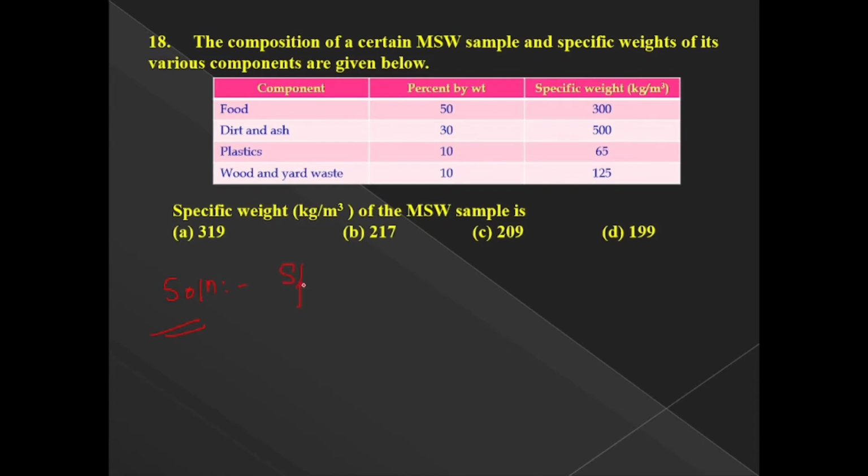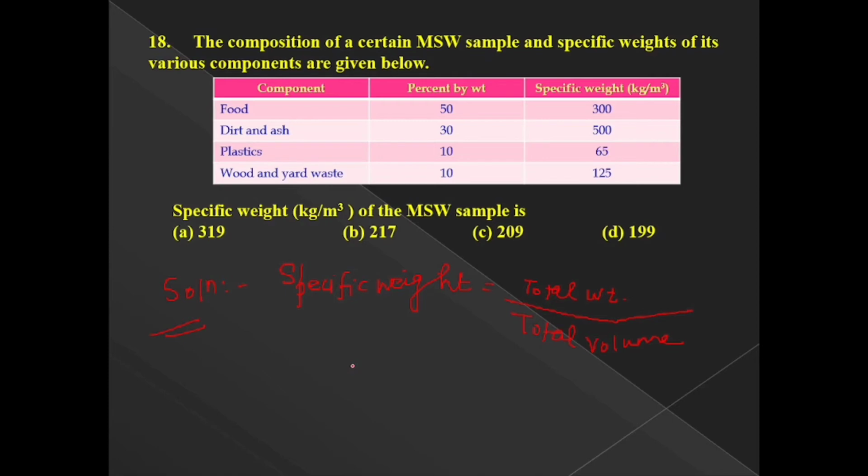Specific weight is equal to total weight per unit total volume. Total weight by total volume. Now we have to calculate the specific weight.